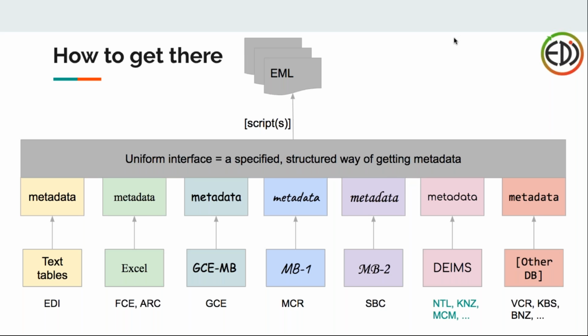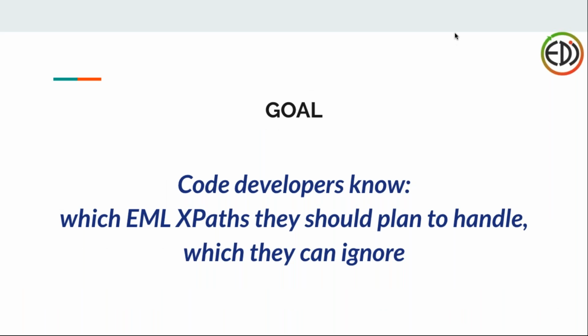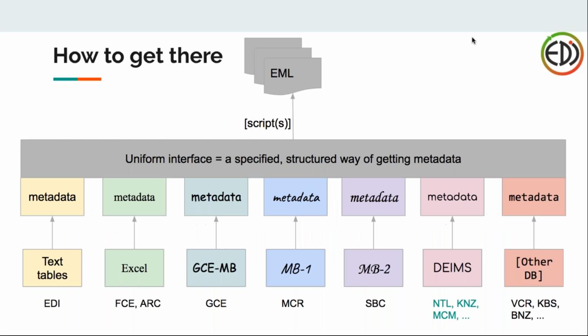Now, why would we want to do that? It's a whole lot easier for code developers. The more similar our EML looks, the easier it is to share those construction scripts, and the easier it is for a repository like EDI when they're designing things like metadata views and HTML. If it all looks the same, there's a whole lot less fields that we have to code for.